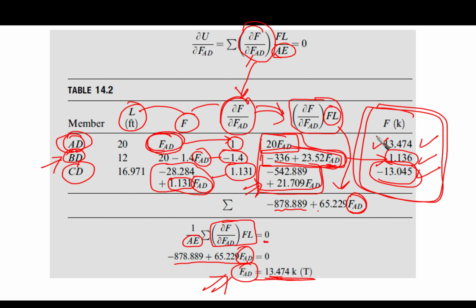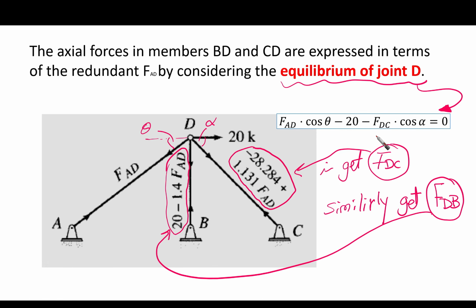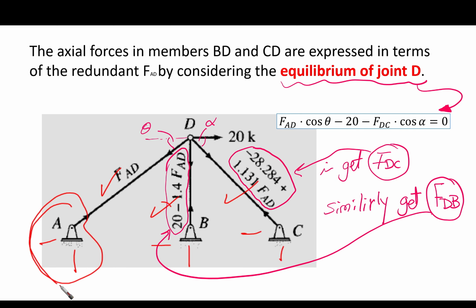Now, going back, these forces are known for us now. Then all the reactions here and here and here can be obtained just by getting the horizontal and vertical components of each member. You can obtain the values of the reactions at each point.